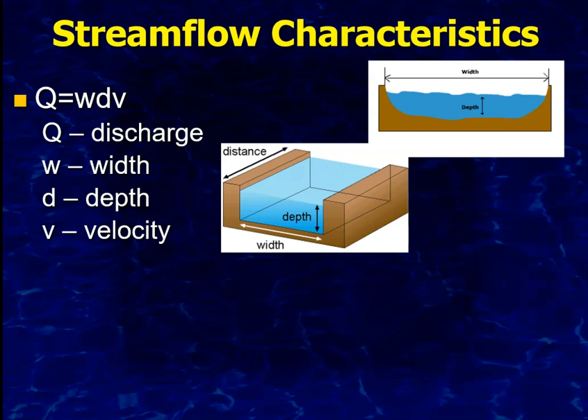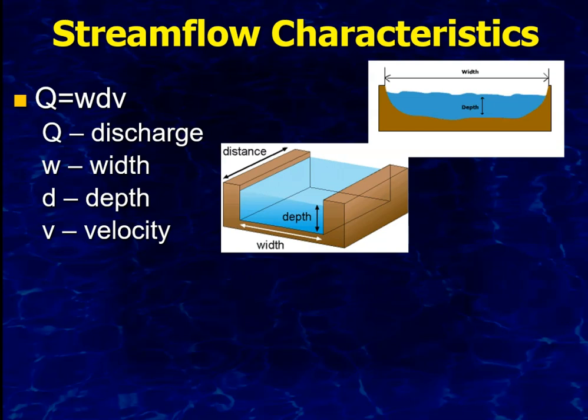And by the way, there will be no math on the test. But discharge is a function of three things. It's affected by how wide is the stream, how deep is the stream, and how fast the stream is going. So if any one of those increases or decreases, it affects the discharge. Typically, velocity is the big one, so the faster the stream is going, the more it's going to affect it.